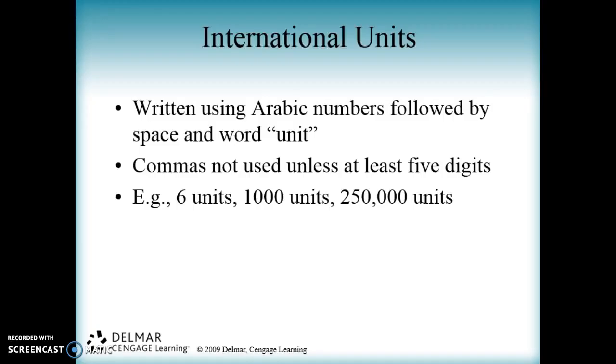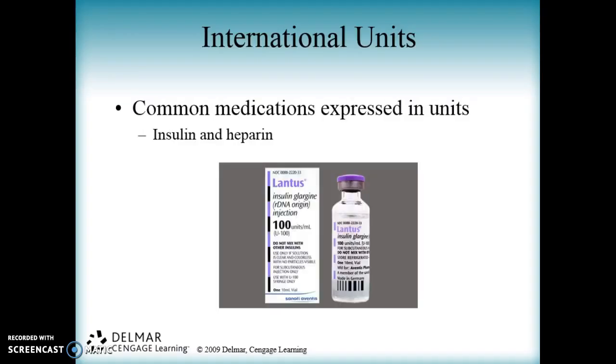So one of the common uses is both insulin and heparin. And here's an example of Lantus insulin. And if you can see on the picture right here, it says 100 units per milliliter. So that's how we measure with both insulin and with heparin.